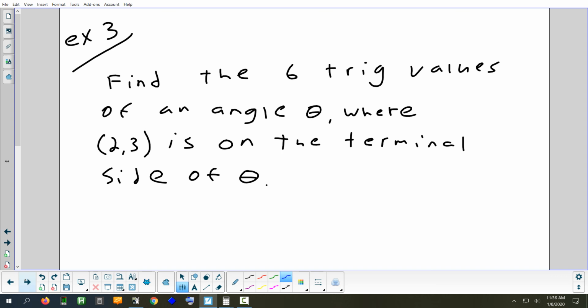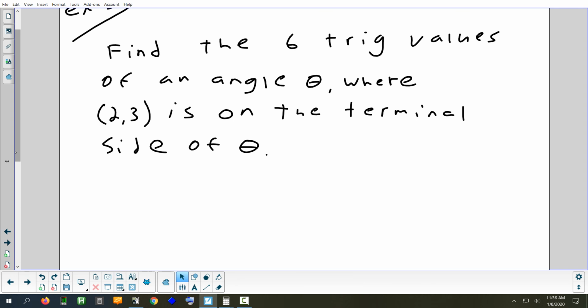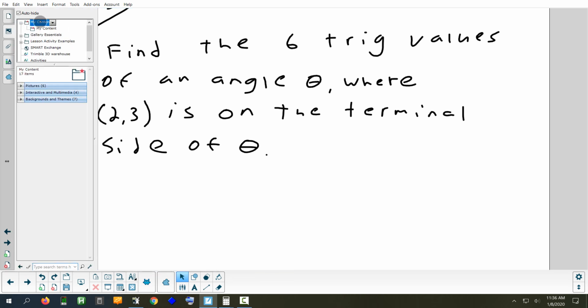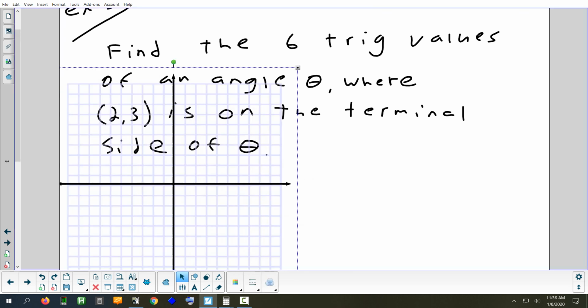Alright, so let's find the 6 trig functions. Okay, so a little bit different now. We're kind of switching gears here. Of an angle that has a coordinate 2, 3 on the terminal side of theta. So you still need to know opposite, adjacent, and hypotenuse. That part we're going to use. But this is going to be a little bit quicker of a problem. All right. So let's try that out.